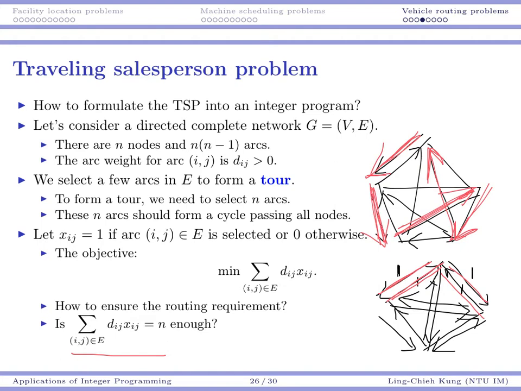But they don't really satisfy what you need. For example, you are not passing the last city here. So obviously, only requiring to select enough number of arcs is not enough. You need to make sure that they are really creating a closed loop, a cycle. Let's see how to do it.